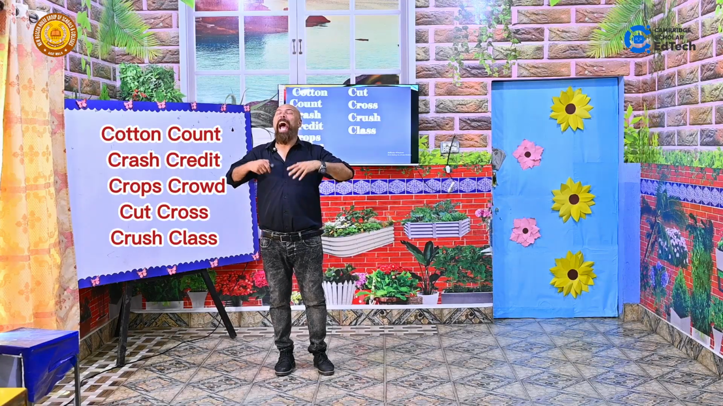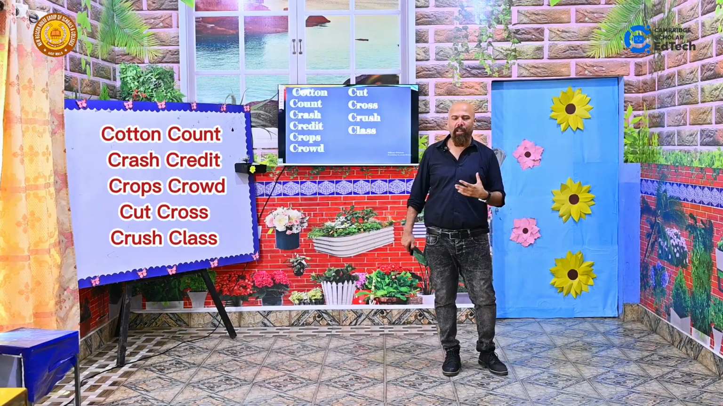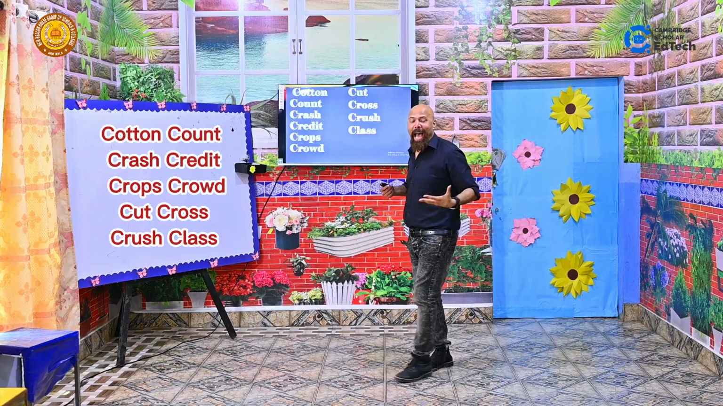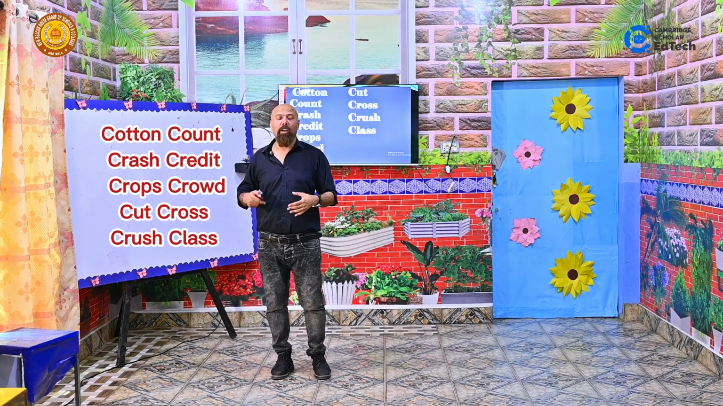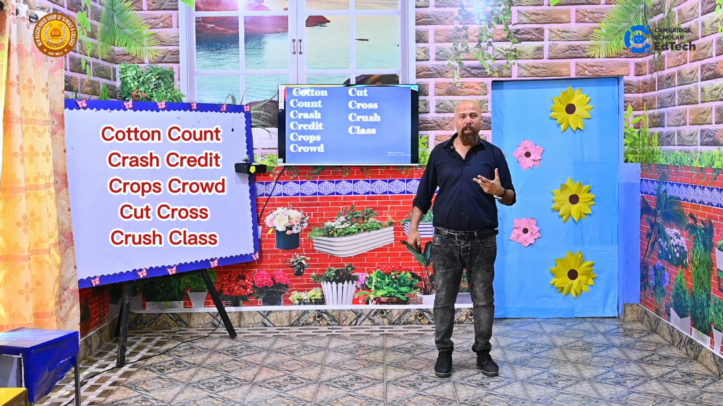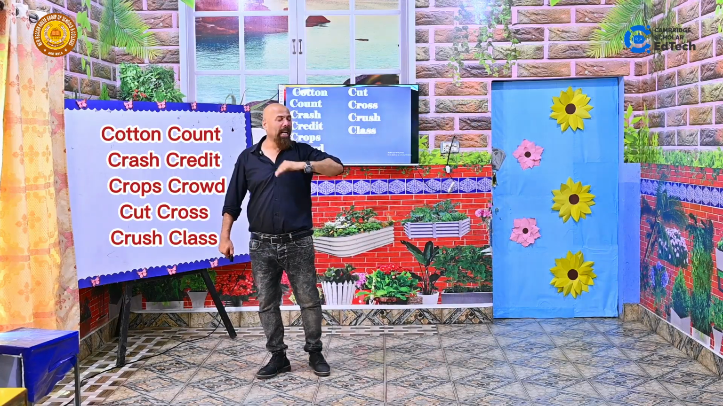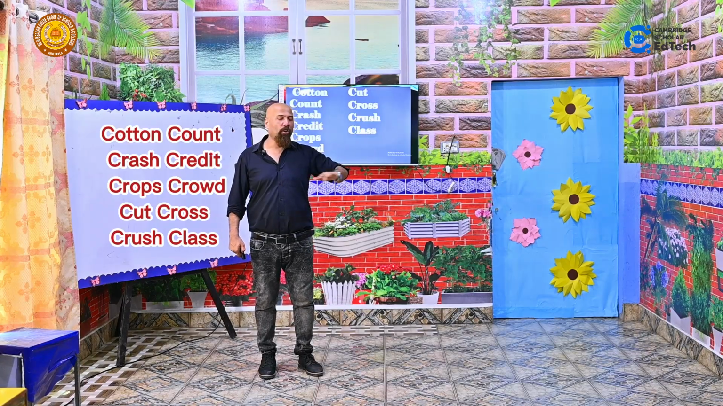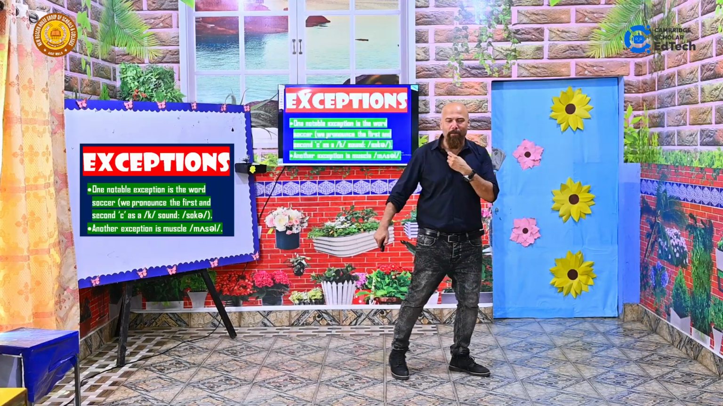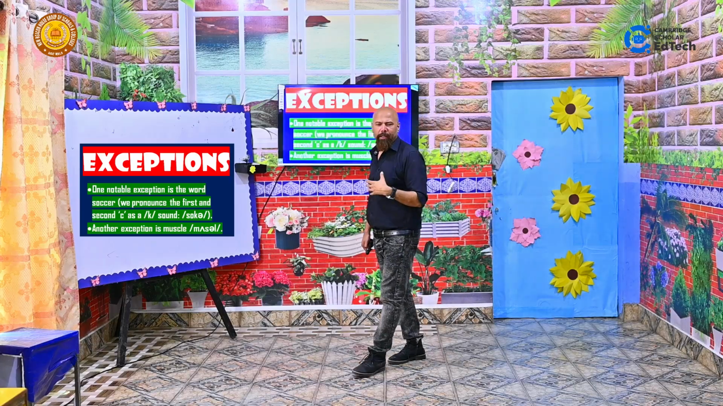and crash, because CR here is a blend with the letter R, and you say cur, and then we have ash: crash. And then we have carotid, crops, crowd, and we have cut, cross, crush, class. Good job, class.